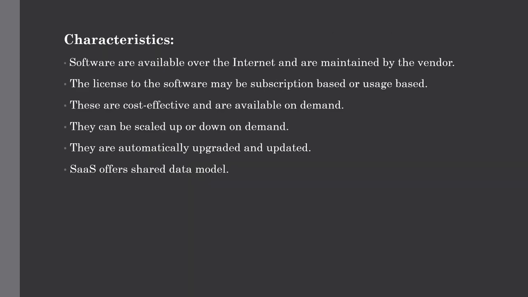Now we will talk about the characteristics of software as a service. Here I have mentioned some characteristics of this service model that we will see one by one. The first one is SaaS makes the software available over the internet. It means it is easily accessible. You just need internet connectivity on your device. And the software applications are maintained by the vendor, so you don't have to worry about storage, computing power, as well as security. All these things will be managed by the cloud vendors.